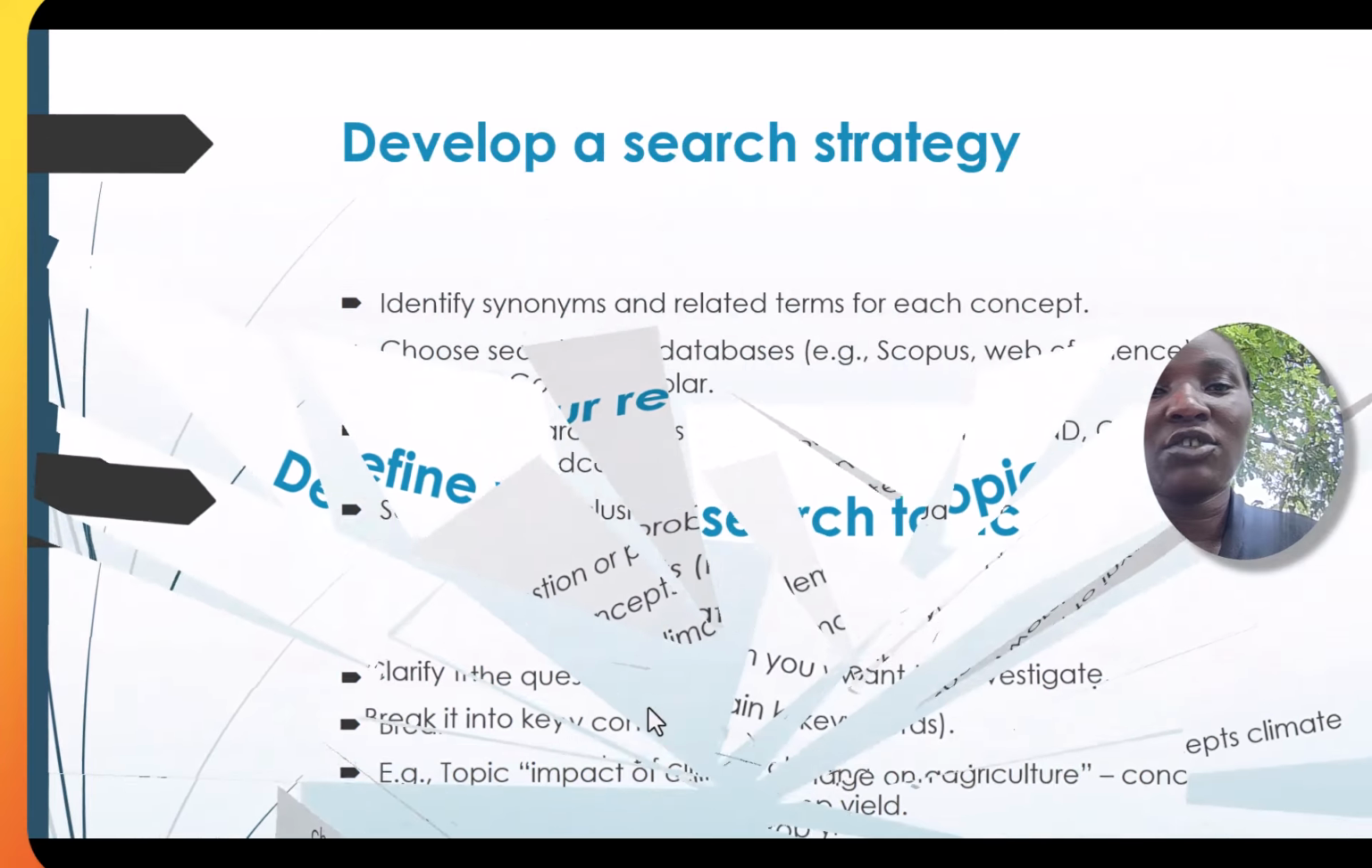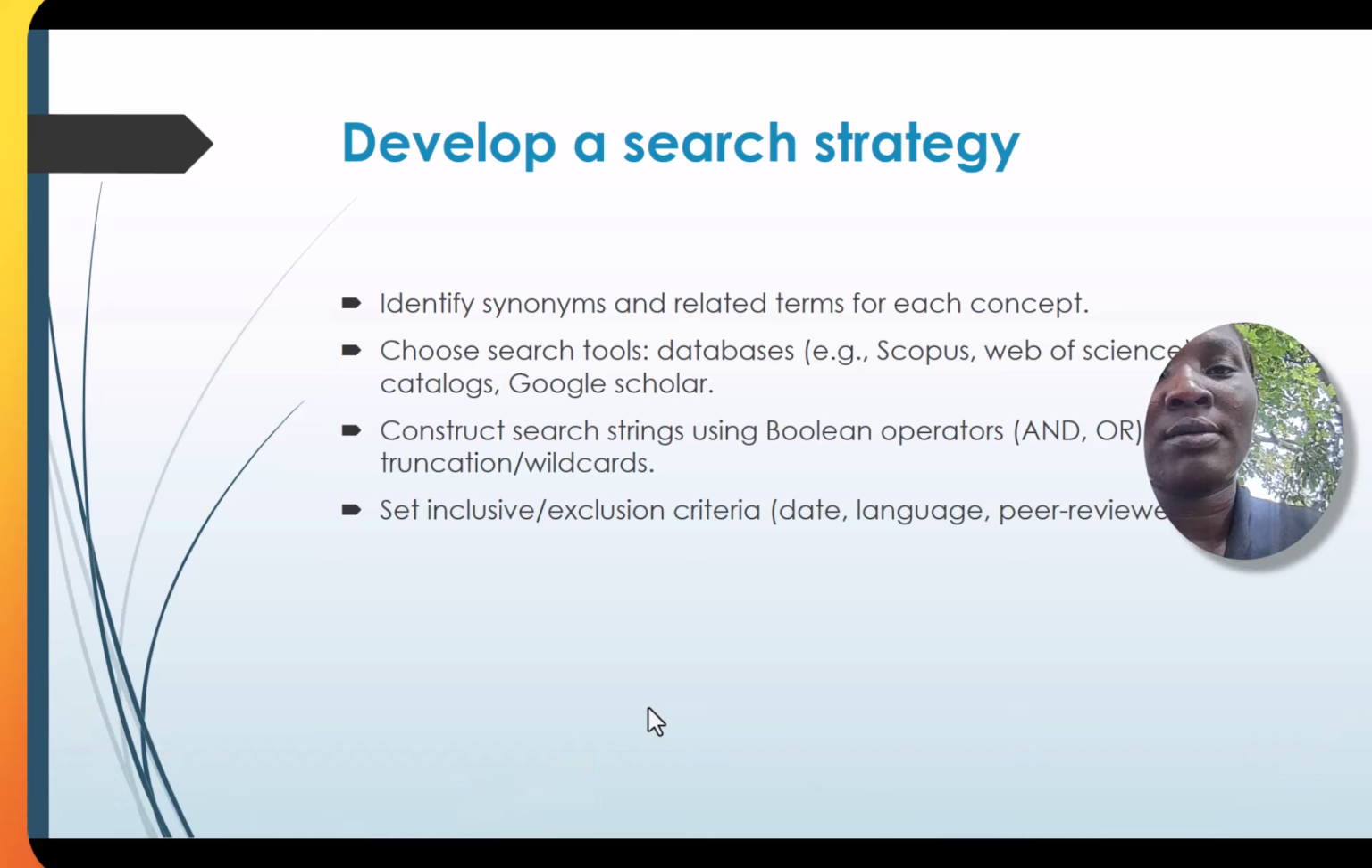So in our next presentation, you find that develop a search strategy. You need to develop a search strategy by identifying synonyms and related terms for each concept. The related terms, you need to find them, and also choose search tools like databases, for example, Scopus, Web of Science, library catalogs, Google Scholar. You can choose between these which one can help you make your research a better one. So we also have to construct search strings using Boolean operators, for example, and, or, plus, truncation, wildcards. This one will help us to get exactly what we want without wasting time.